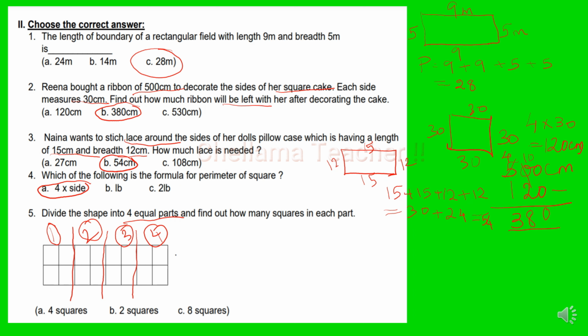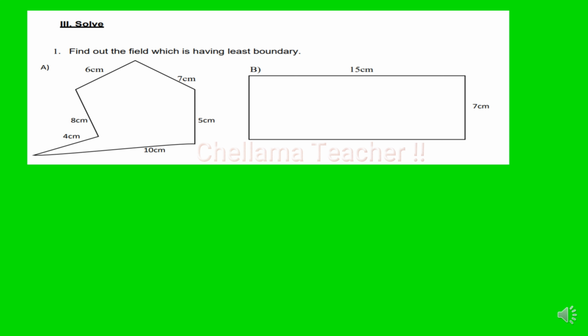Now in each part, how many squares are there? 1, 2, 3, 4 squares. So the answer is 4 squares. Part 3. Solve. Question 1. Find out the field which has the least boundary. Here, two shapes A and B are given. Let's find the boundary length of each shape one by one. Let's consider shape A.